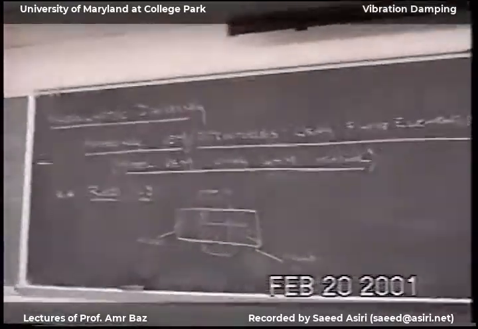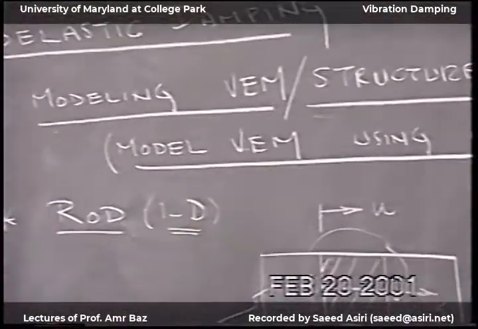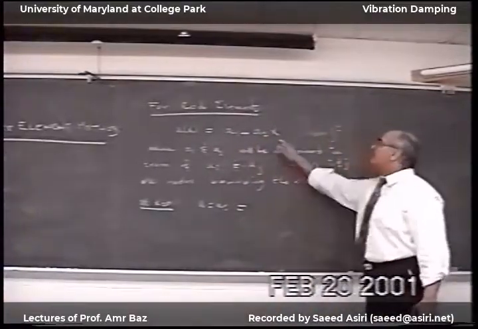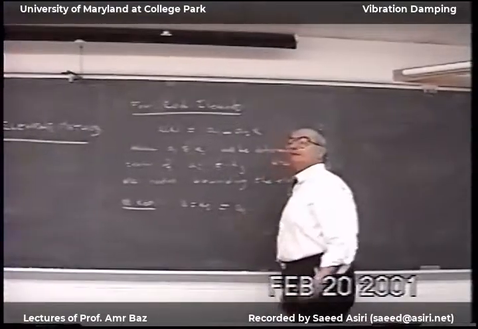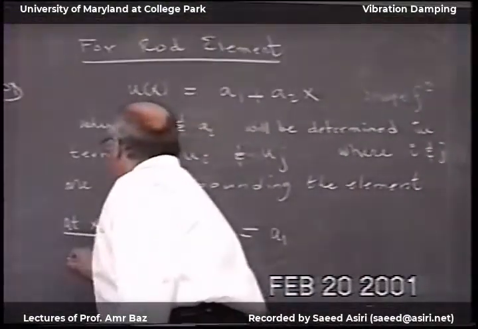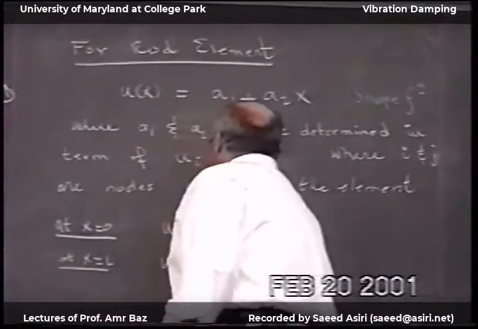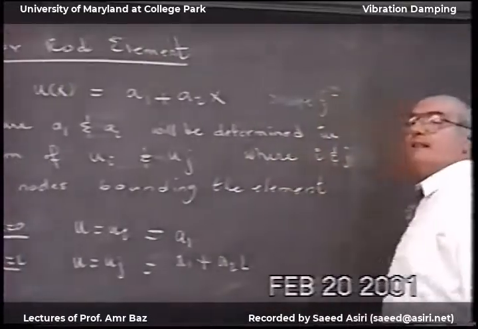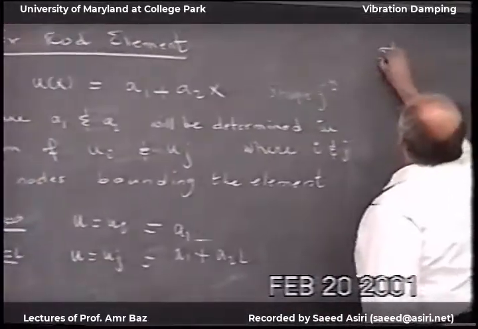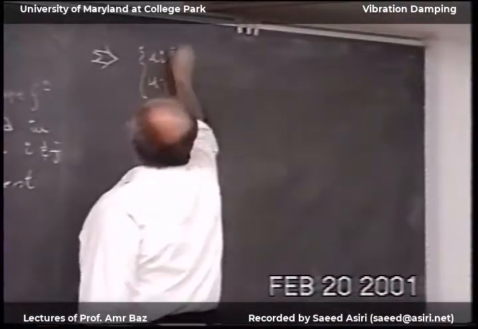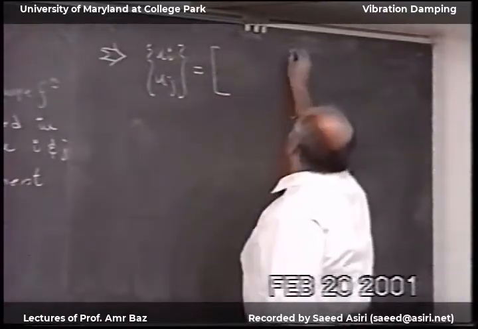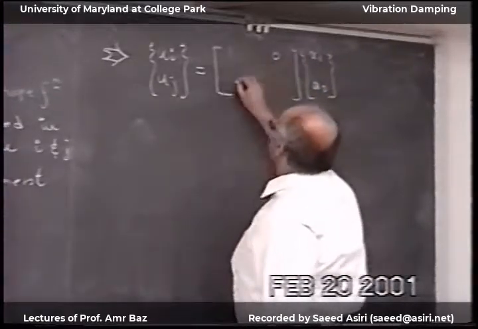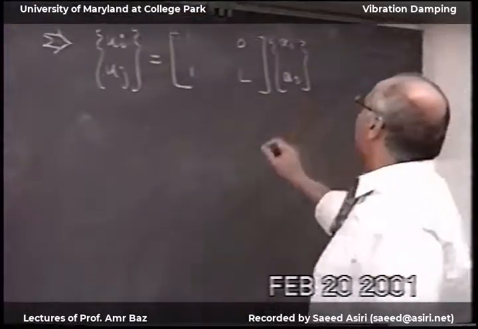Now, at x is equal to 0, the u will be the u of i, and when we plug in x is equal to 0, this will equal a1, and then at x is equal to L, u will equal uj, and this will equal a1 plus a2 L. And from here, I can write down ui, uj in matrix form as the matrix 1, 0, 1, and L times a1, a2. And then now I determine a1 and a2.